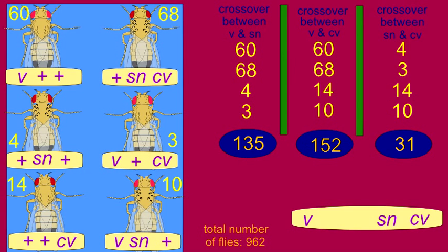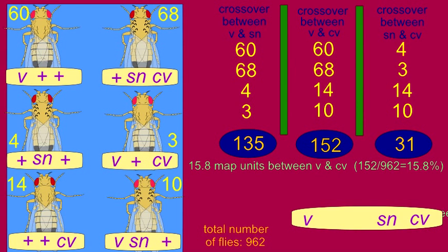One can actually use the number of recombinants to calculate the map units, which is a measurement of the distance between genes. And so, the 152 recombination events between vermilion and cross-veinless divided by the total number of flies, 962, gives us 15.8 map units which separate these two genes.